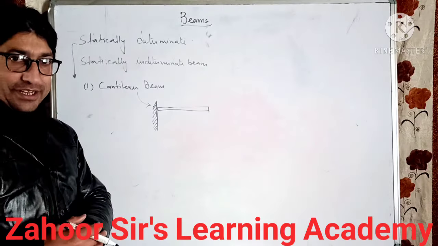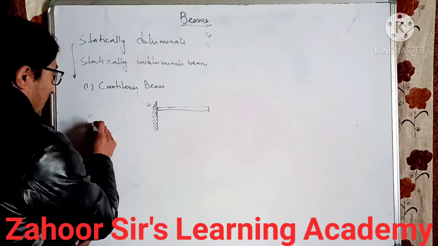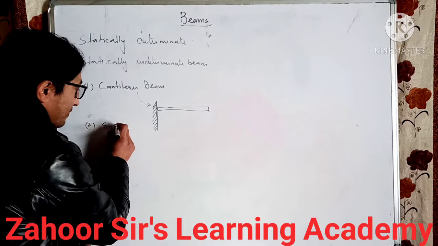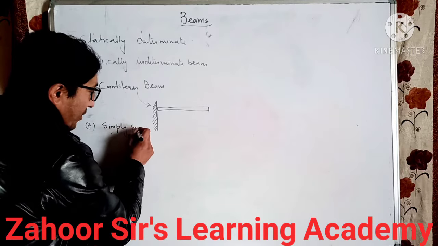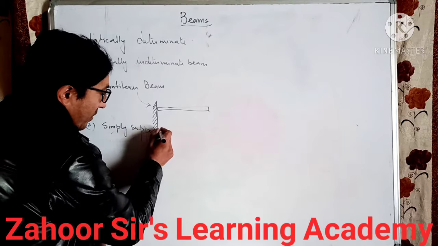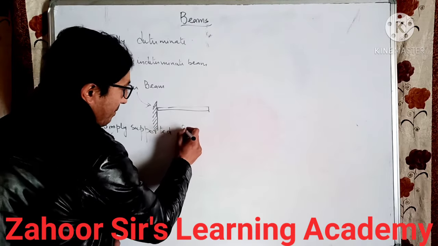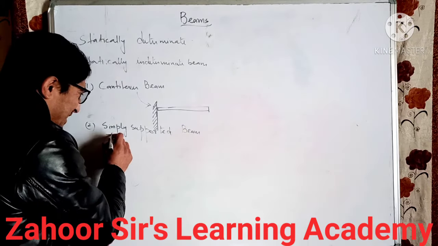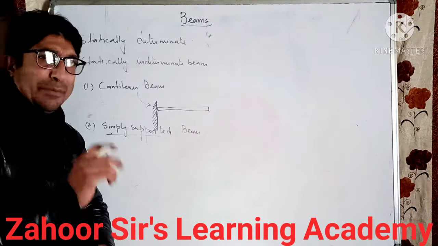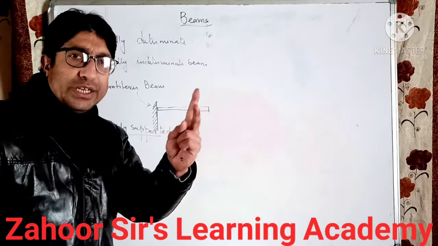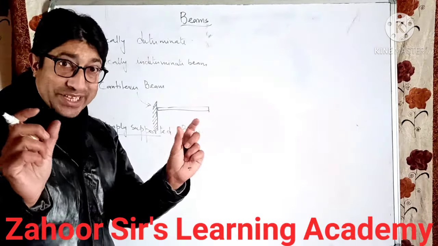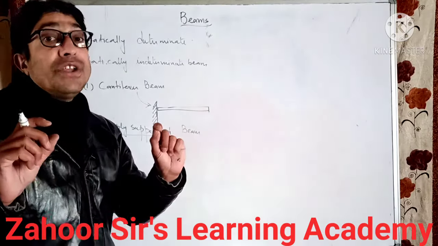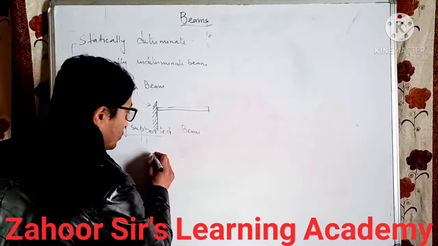Now, there are other types that are statically determinate, that is the simply supported beam. As the word indicates, simply supported. How many ends are there in the beam? Two ends. On the two ends there are two supports. They are not fixed, they are not inbuilt. They are just on the two supports.